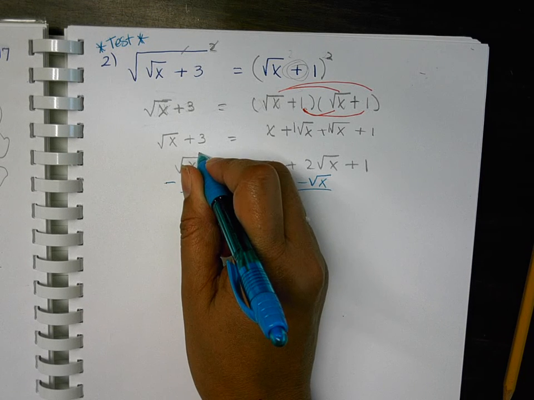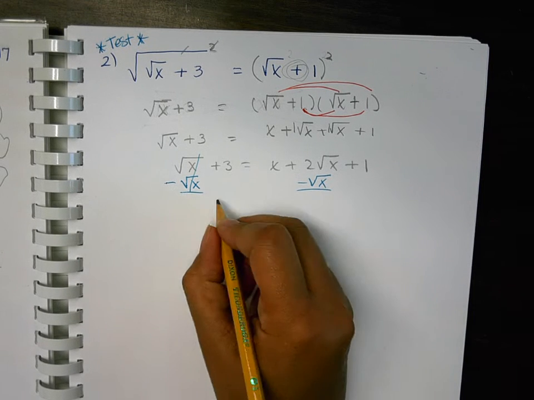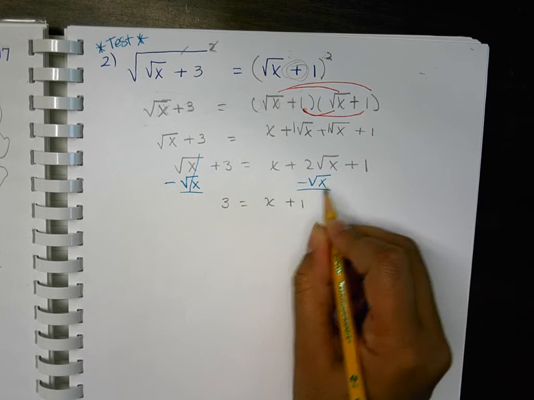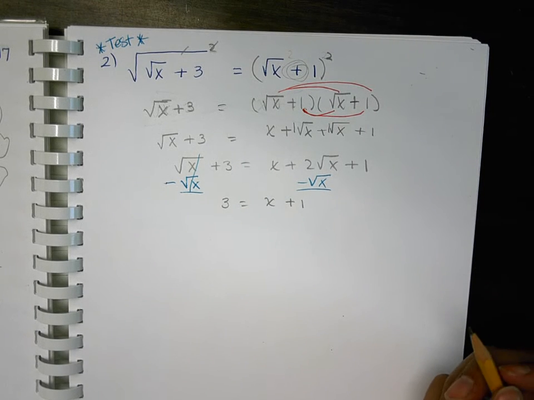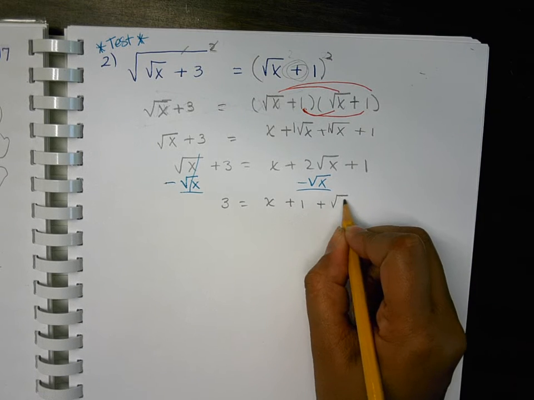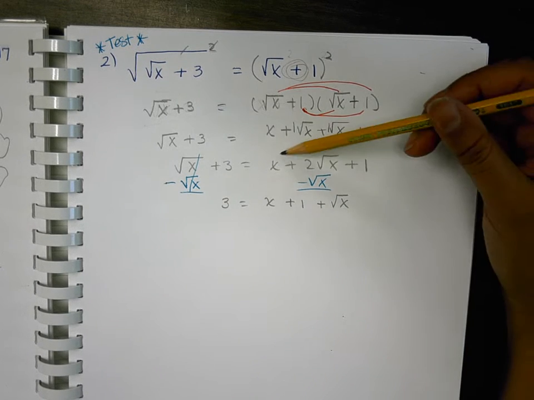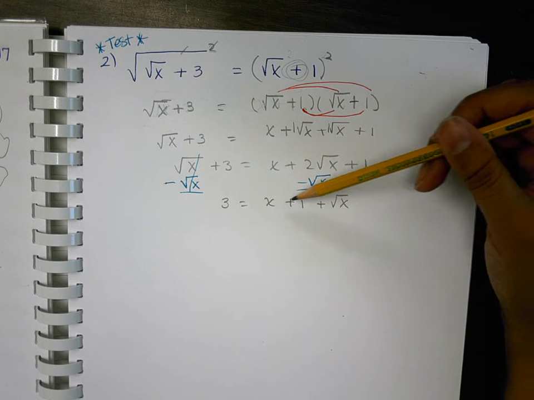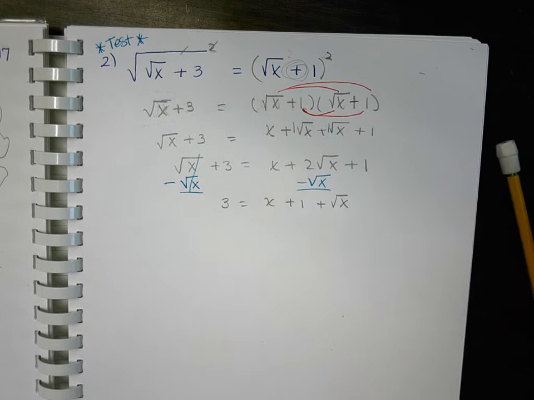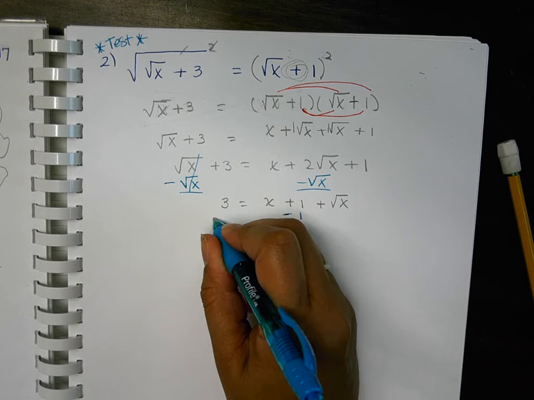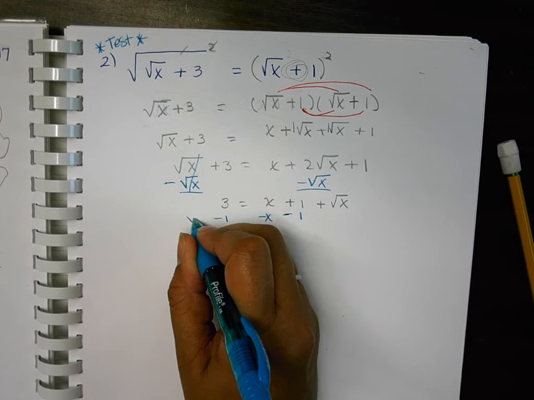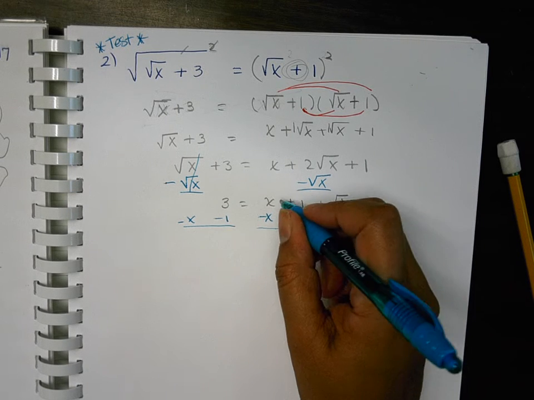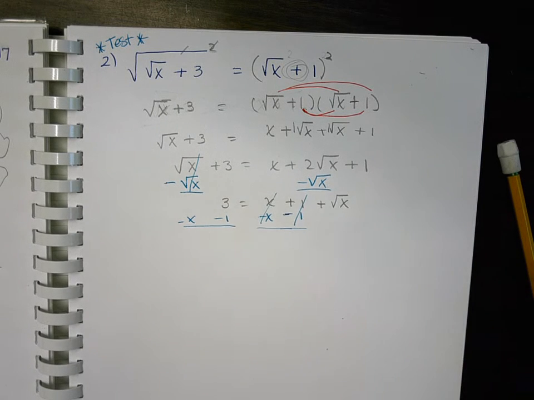Gone. And that gives me 3 equals x, I'm going to put plus 1 in the beginning. And then what's 2 root x minus root x? Plus root x. Okay, so I just put x plus 1 all together. 2 root x minus 1 root x is 1 root x. And what am I going to do with this x and this 1? Minus it to the other side. And do you guys agree? I just finished step 1 in isolating the radical.